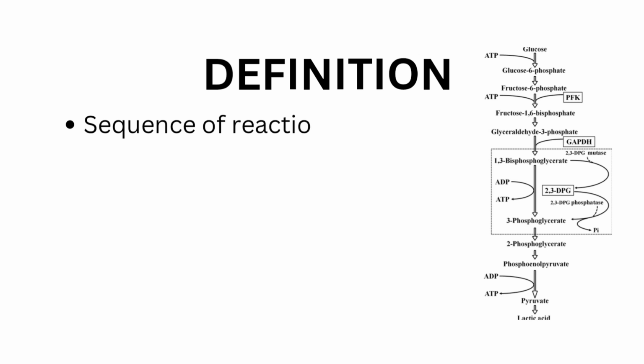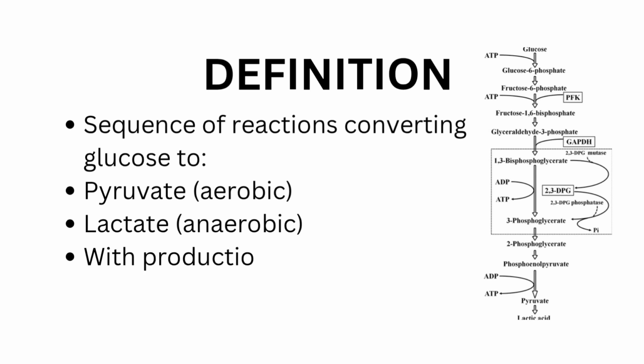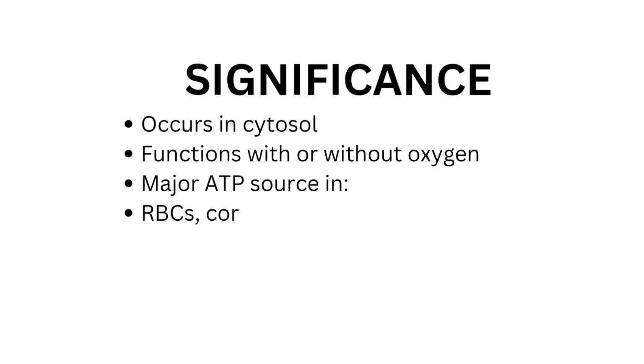Now for the glycolysis definition: glycolysis is defined as a sequence of enzyme catalyzed reactions in which glucose is converted into pyruvate under aerobic conditions or into lactate under anaerobic conditions with the generation of ATP. So it means glycolysis occurs in the cytosol of the cell and does not require oxygen, which makes it extremely important for tissues like red blood cells that lack mitochondria.